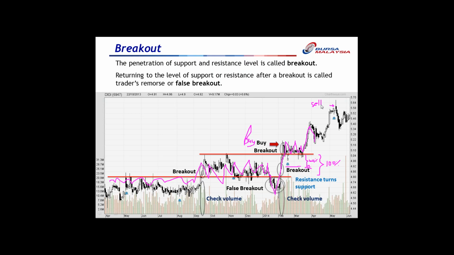Okay, so this is some of the trades that I use, by just looking at support resistance. Of course, I don't only look at support resistance, I look at a few more indicators. By the way, I'm a price action trader. I look at price action very carefully.